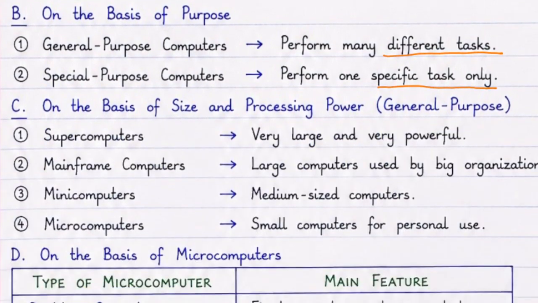Based on size and processor, we are talking about supercomputers, mainframe computers, mini computers, microcomputers. So supercomputers are very large and very powerful. I think supercomputers are special purpose computers. They are mainly for specific tasks. Mainframe computer, a large computer used by big organizations. Mini computers, medium-sized computers, and microcomputers, the small computers for personal use.